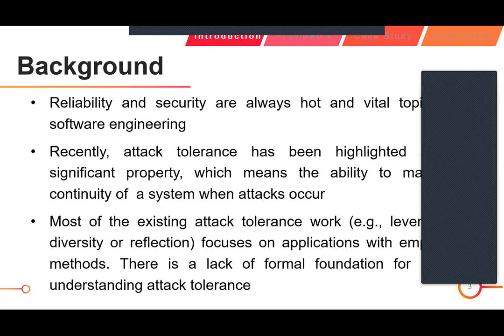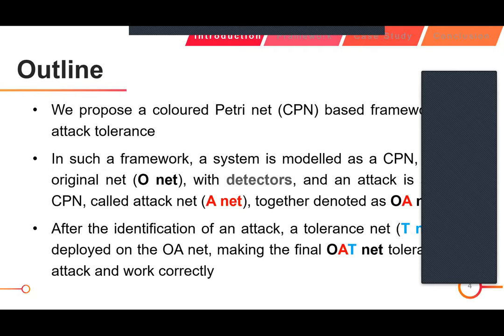In this paper, we propose a colored Petri net-based framework for attack tolerance. In such a framework, a system is modeled as a CPN called the original net with detectors, and an attack is also a CPN called the attack net, together denoted as the OA net. After the identification of an attack, a tolerance net is deployed on the OA net, making the final AT net tolerate the attack and work correctly.